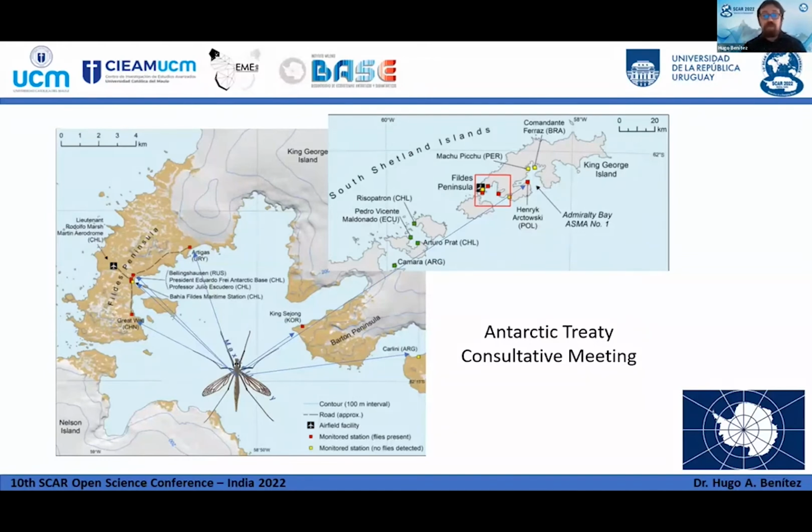We still have no evidence of its presence at the Brazilian and Peruvian stations in Admiralty Bay, but it was also found on Andrzej Arctowski Island in Poland. This is very worrying for us, since this fly was also found flying in the surrounding areas. So it is worrying that it could also become established in natural populations.